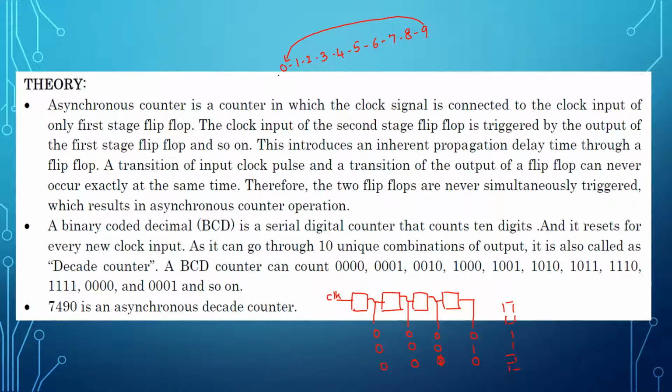This is what has to be done. Your counter will be giving you the binary output, and the binary output should be decoded to the decimal output. So what I do here is I'll be using two ICs. One IC will be your counter IC.